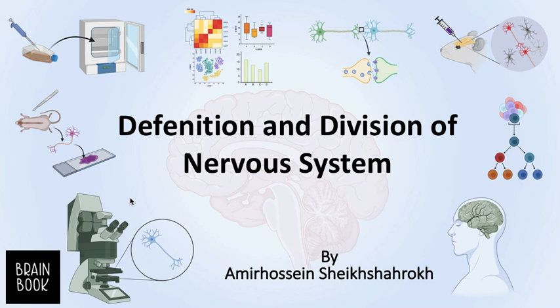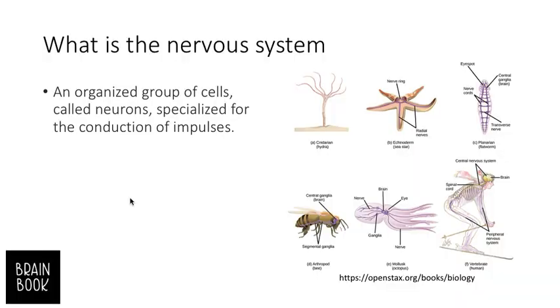I am Amir and today I want to talk about the definition and division of the nervous system. What is the nervous system? The nervous system is a combination of an organized group of cells called neurons. They are specialized for the conduction of impulses. The nervous system has a wide range of complexity in different organisms. As you can see here in the picture, in some organisms it's so simple, and in, for example, vertebrates, it's more complex.